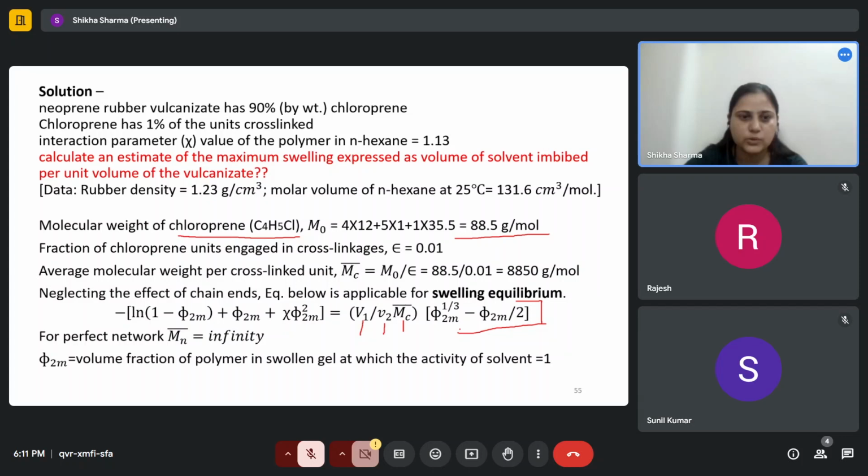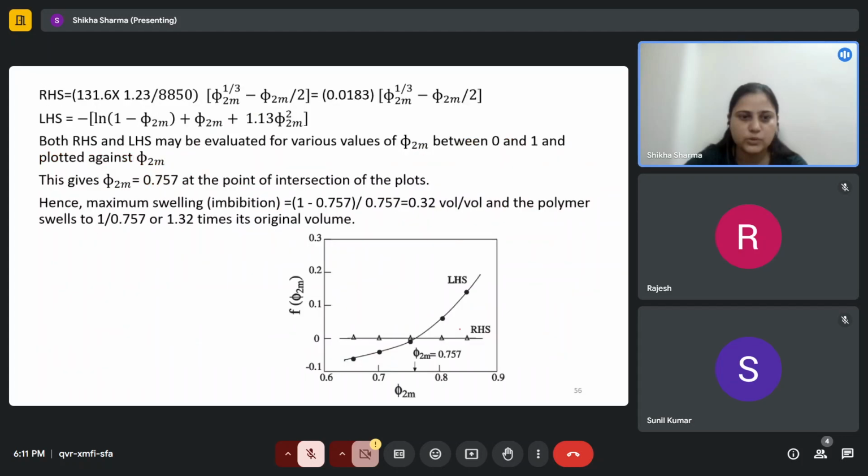So when there is the perfect network, and the number average molecular weight reaches infinity, it means there is an infinite number of molecules in the network. So obviously the molecular weight will reach infinity. This formula we apply, so in the LHS and the RHS we will compute.